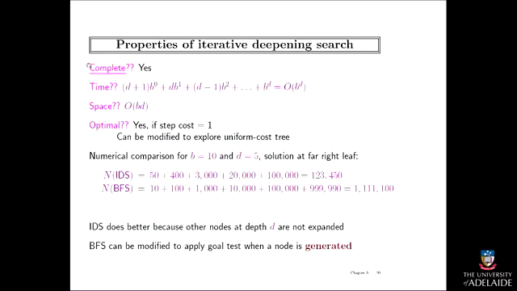With iterative deepening search, we search initially 50 nodes, then 400, then 3,000, then 20,000, then 100,000, and by the time we've searched 100,000, we've actually found the solution. So the iterative deepening does better because the other nodes at depth D are not expanded. So for breadth first search, if our solution happened to be at the far right-hand side of the search tree, we would have to expand every node at level D, which is why we end up with this very large cost.